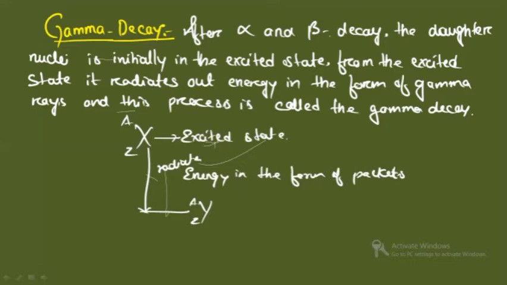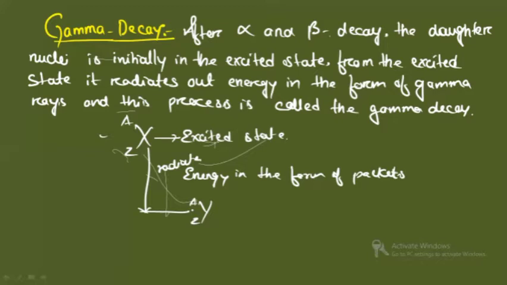So after the alpha and beta decay, the transition of the daughter nucleus from the initial excited state to the ground state, radiating energy in the form of packets, which are said to be gamma rays or gamma photons, is gamma decay. So this is all about gamma decay. Is it clear? This is what actually happens in gamma decay.